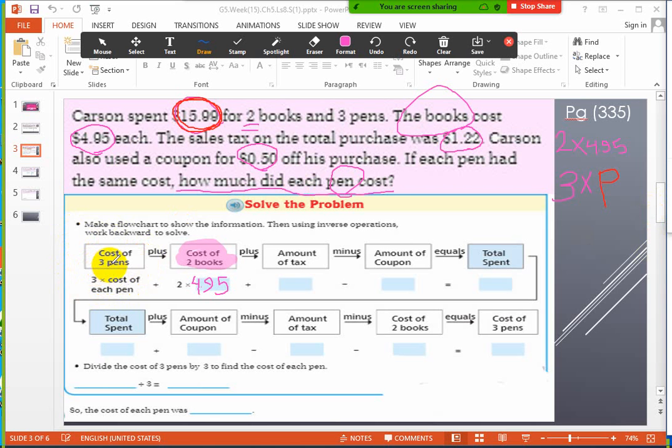Also, I have to add what? The tax, the VAT. You know the VAT? When you go anywhere and buy something, you have a VAT on it. So the VAT is the tax. This tax is from the 15.99. So he spent his money also on the 1.22, the tax. So also I have to add $1.22.